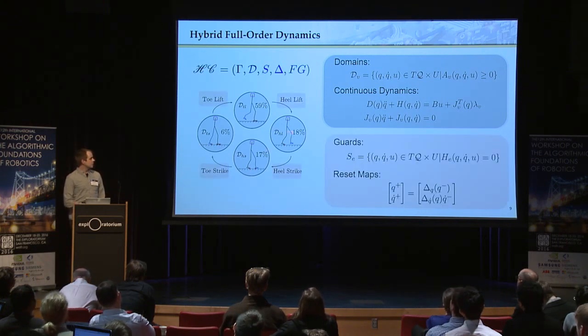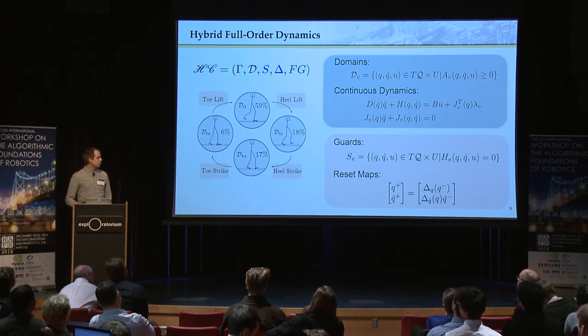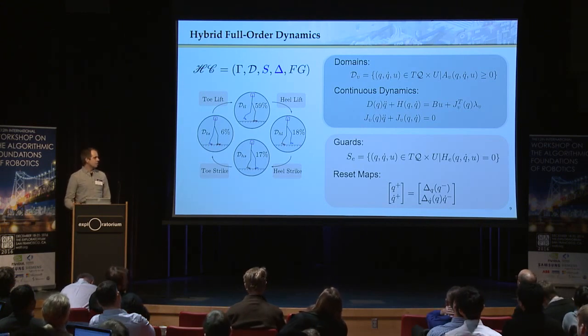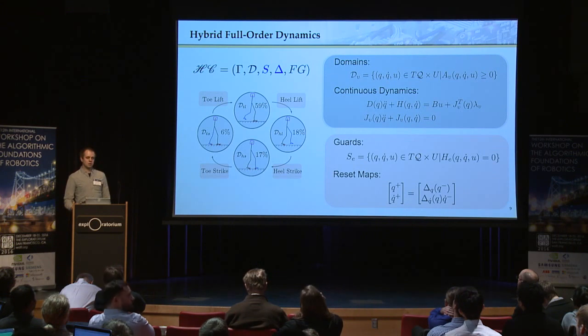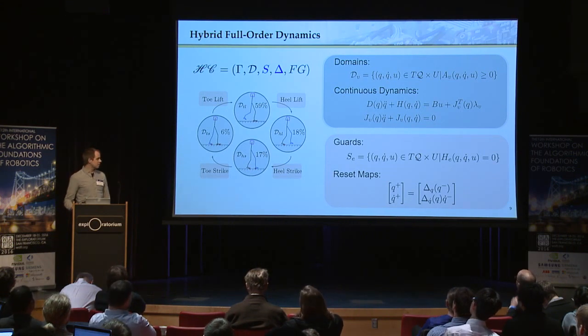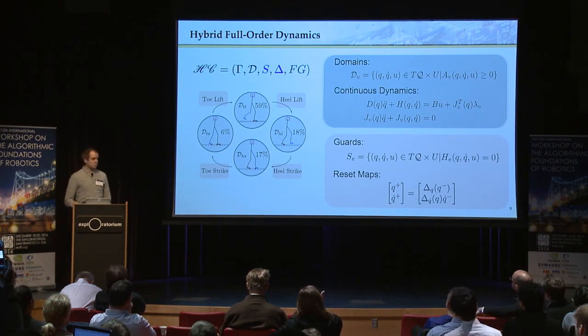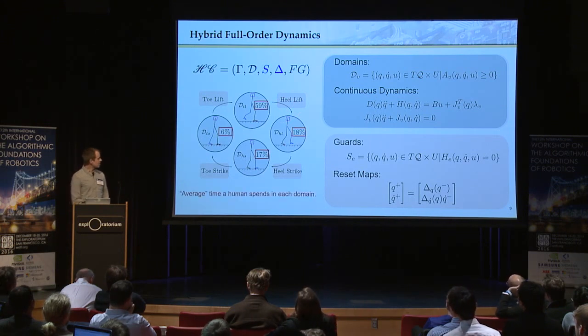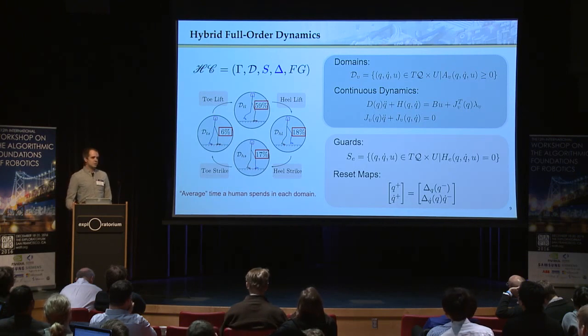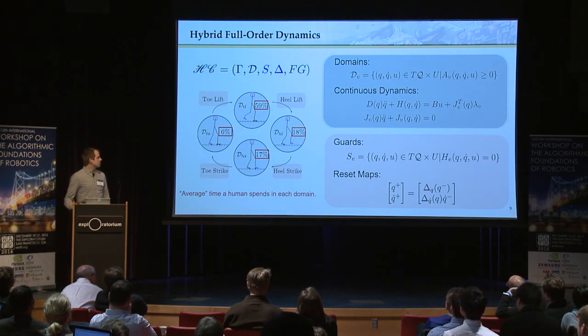And as we change these contact points, or when we hit some guard function h, we're going to apply this discrete reset map, or rigid impact relabeling matrix, on the edge between each of these vertices. Highlighted here in red is the typical time that a human spends in each of these domains. So this is going to be the nominal human cycle that we're going to try to achieve in this work.